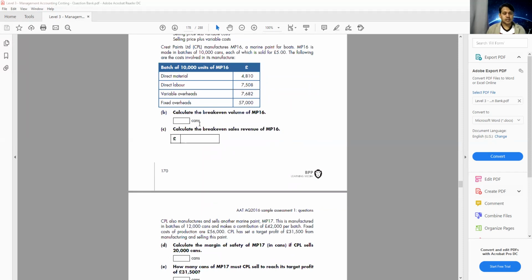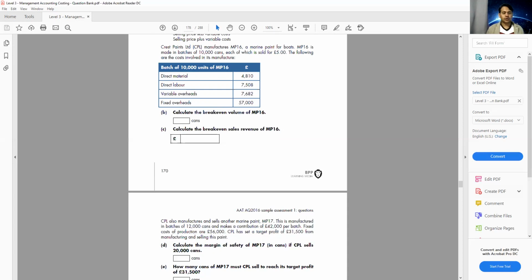Let's do the requirement. The first requirement says, calculate the break-even volume of this. Break-even volume. Volume means units. Be very careful with these two words. They can ask you break-even volume, or they can ask you break-even sales revenue. The volume means asking for how many units. How many units can you sell to be in a position where you are not making a profit and not making a loss? So we know the formula, isn't it?